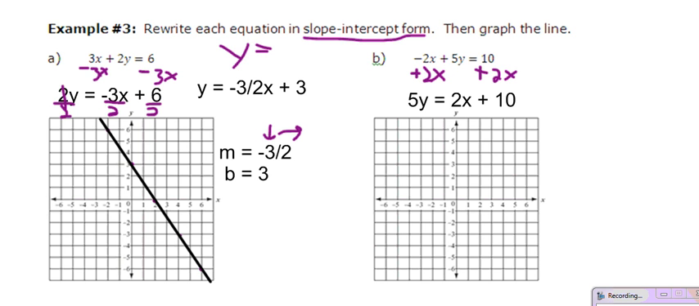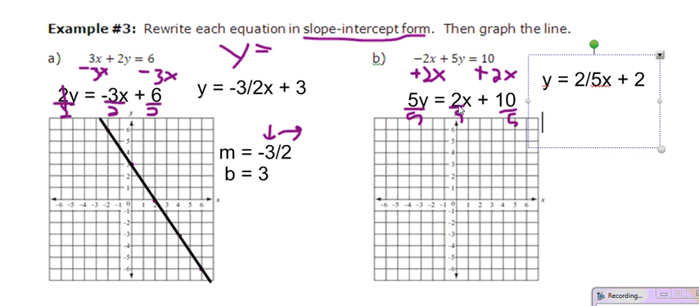Then, to get the y by itself, I need to divide by 5. Every term gets divided. So when I do that, 5 divided by 5 cancels, so I'm left with y equals. 2 divided by 5 doesn't go in evenly, so it's just 2/5. And 10 divided by 5 is 2. So I have y equals 2/5 x plus 2.